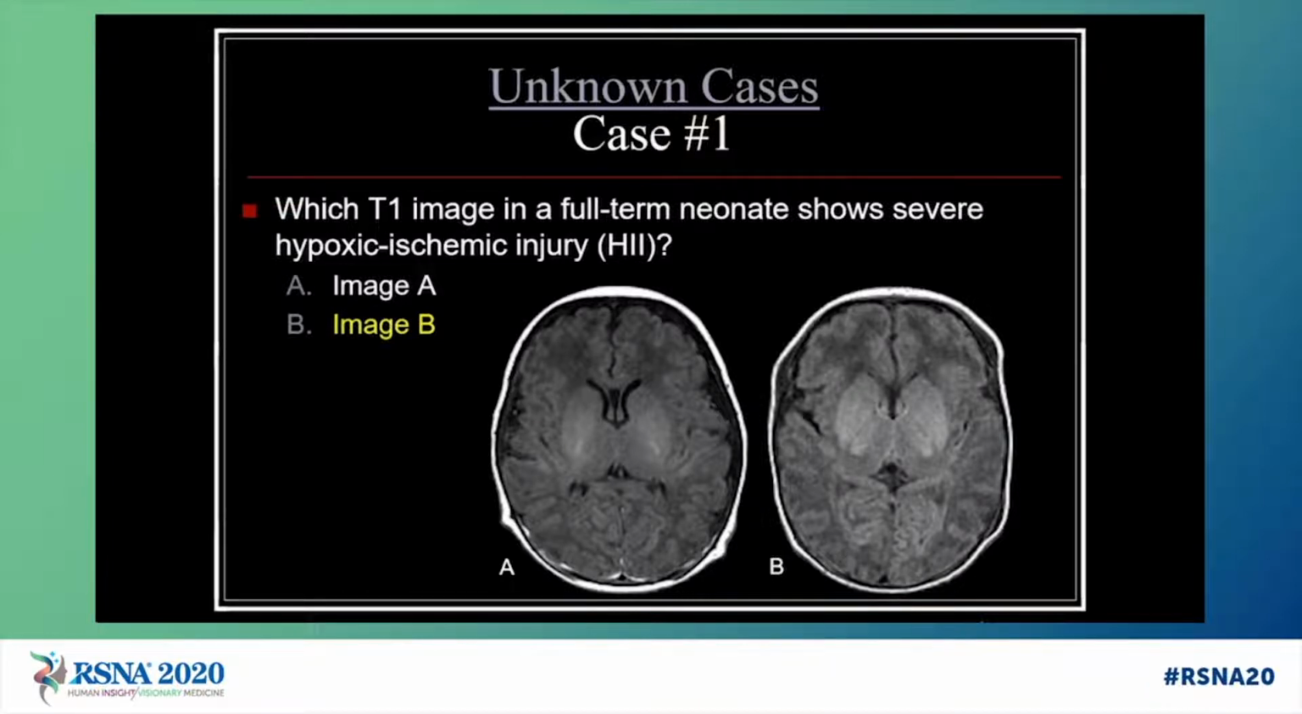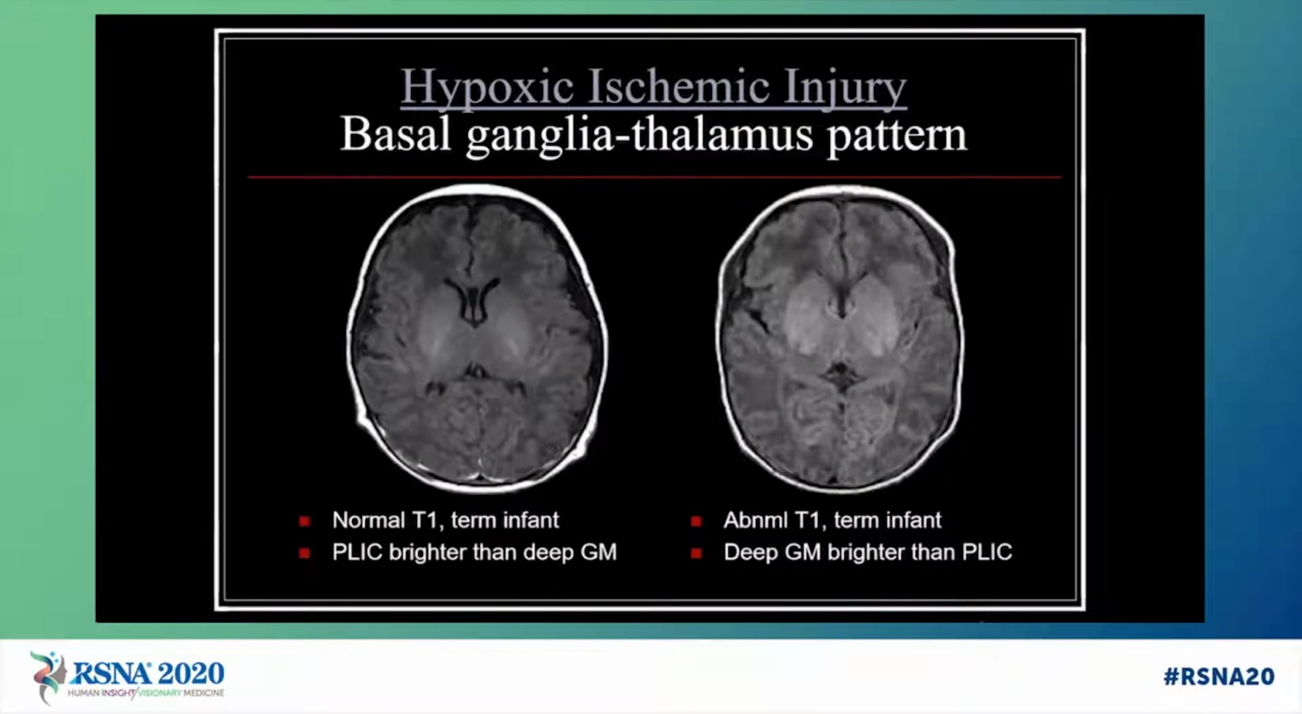So let's take a closer look. In a normal term infant, there is T1 hyperintense myelination in the posterior limb of the internal capsule, which is brighter than the adjacent deep gray matter structures. As we will discuss in a few moments, in the setting of severe hypoxic ischemic injury, there is increased T1 signal intensity throughout the deep gray matter structures, which appear brighter than the myelinated posterior limb of the internal capsules.